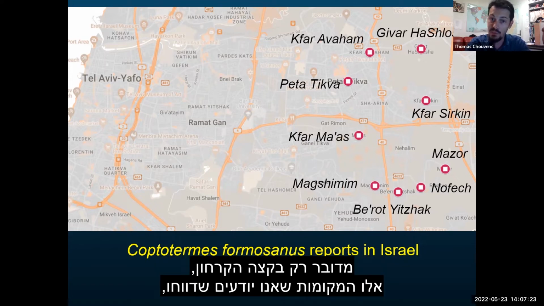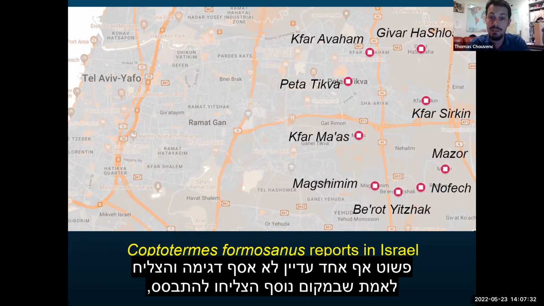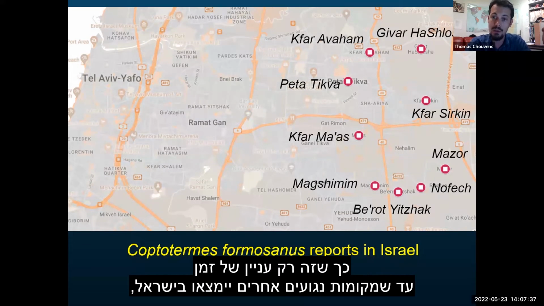This is only the tip of the iceberg. These are the ones that we know have been reported, but it is very possible that the species is actually much more spread out. It's just that nobody found a sample and confirmed that it is established. So it's only a matter of time before more locations are found.